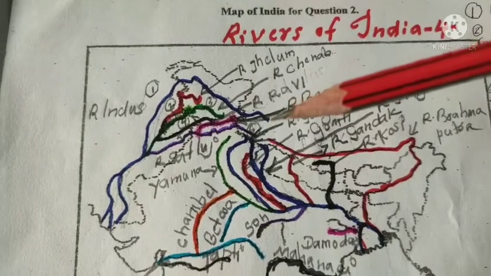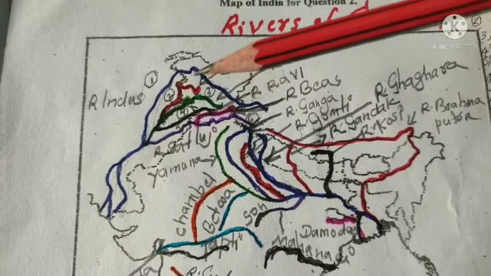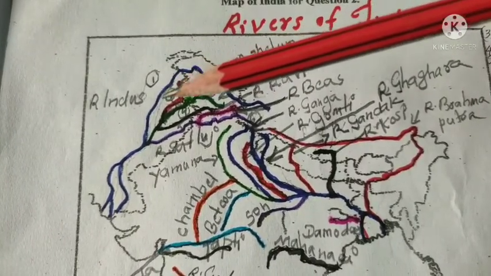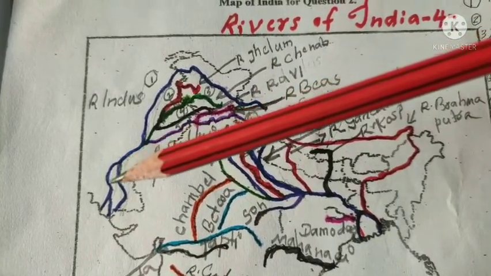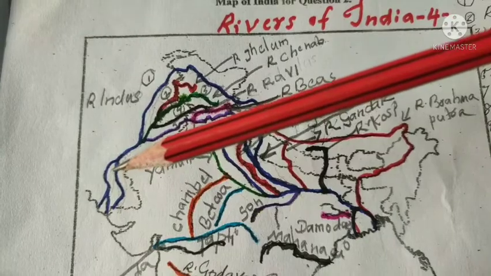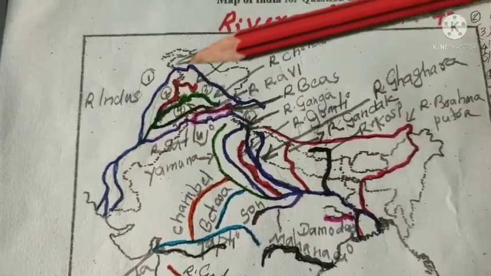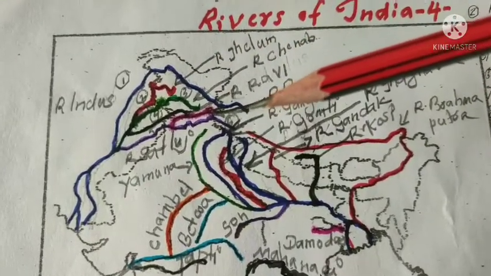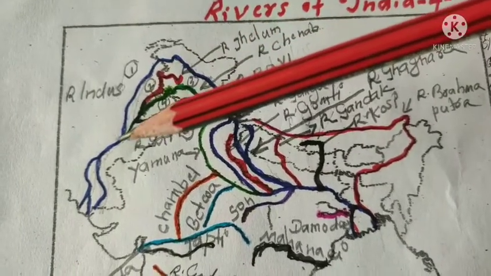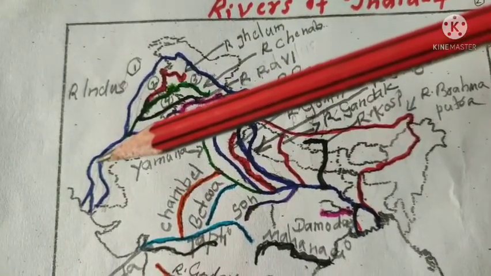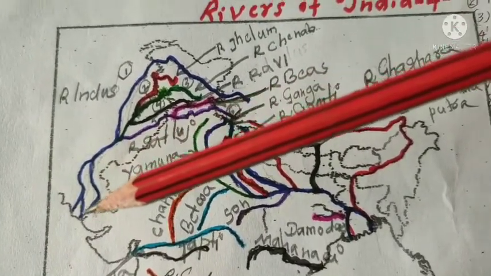First is the river Indus, it is starting from here in the north. From here it flows to the west, and after Jammu it is close to Pakistan, and from here it makes a delta, meaning it flows into two branches and flows into the Arabian Sea. This is a very long river. Its starting point is from here to here, and again from here it splits into two branches, making a delta, and flows to the Arabian Sea.